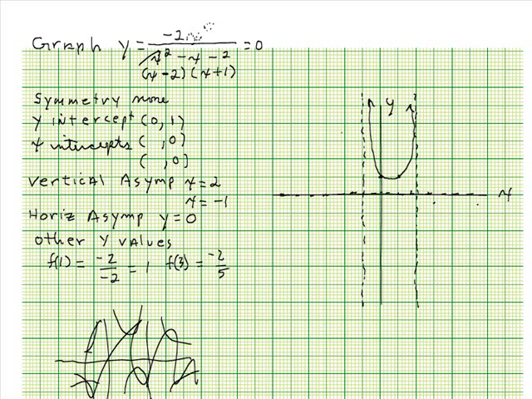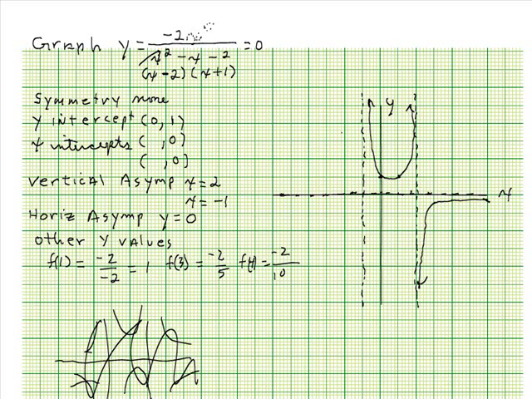So this one should look like this, but I'm going to go ahead and do one more point to be sure. F of 4, I get -2 over 16 minus 4 is 12, minus 2 is 10. So that's -1/5. So yes, I'm getting closer. So this one looks like this.